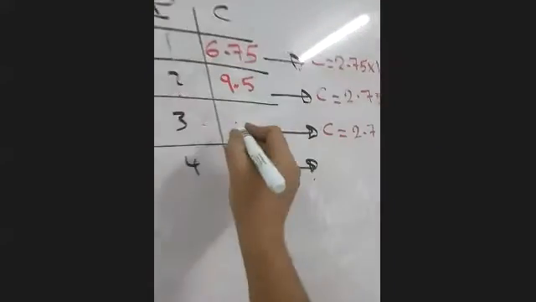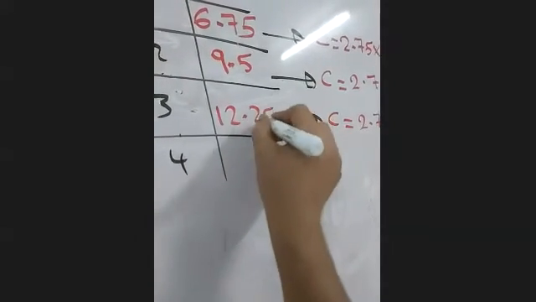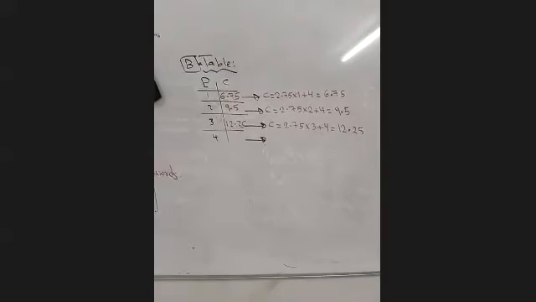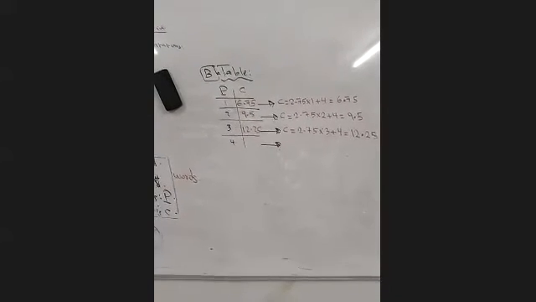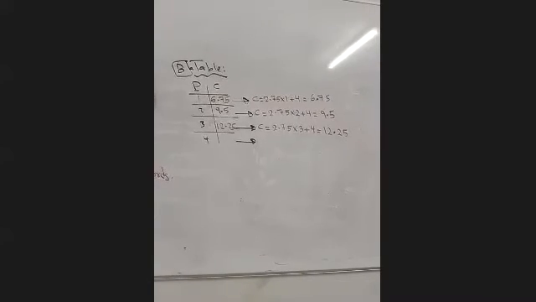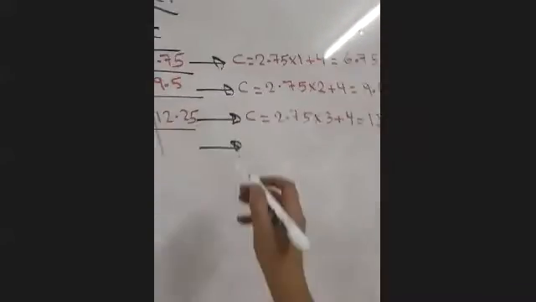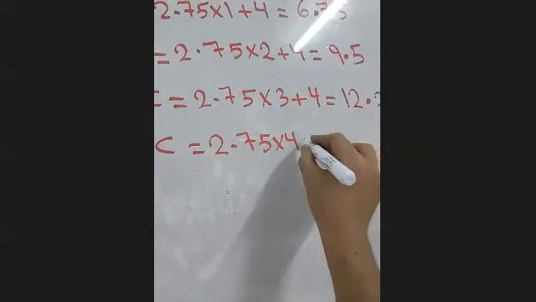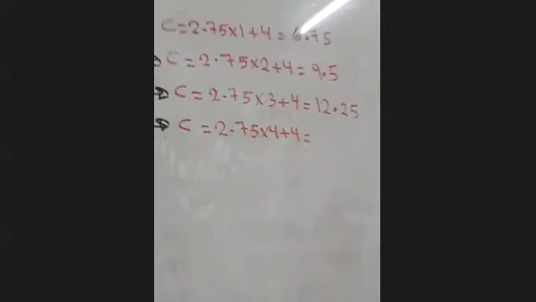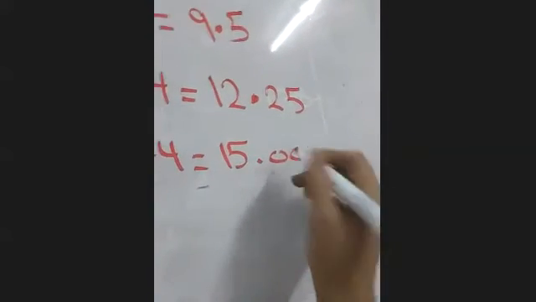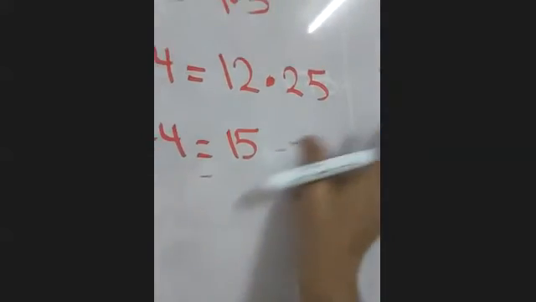Now, here I will put the answer, 12.25. Good. But if we have 4, we will make C equal 2.75 multiply by 4 plus 4, which is equal to 15. The answer will be 15. Good. 15 decimal 00, same as 15, guys.